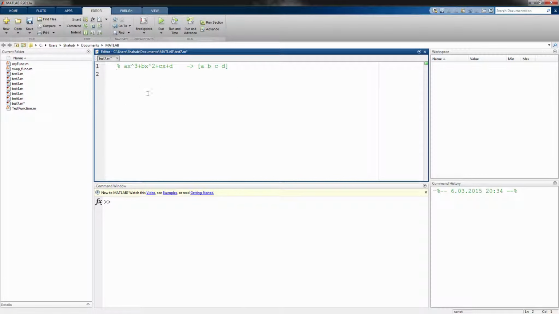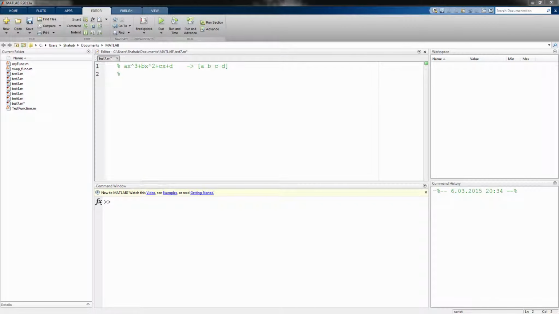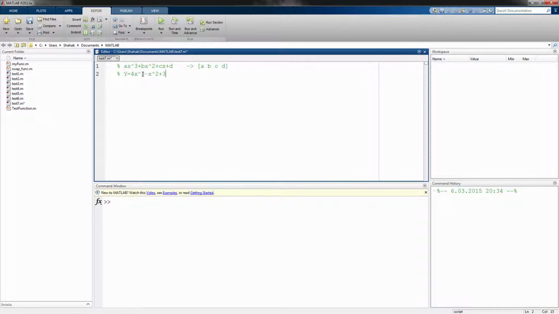In order to define a polynomial, let's say a polynomial y of this form, which is 4x cubed minus x squared plus 3, we define y to be: the first coefficient is 4, as you can see. Then the next one is minus 1. For x we have nothing, so it's 0, and the constant is 3.